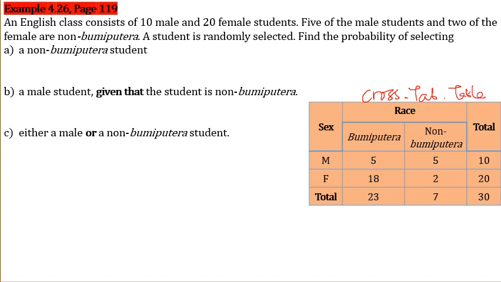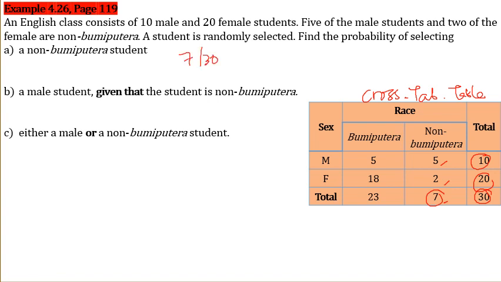Okay, we draw the male and female. For the Bumiputra, the English class consists of 10 male and 20 female. 5 of the male students and 2 of the female are non-Bumiputra. So here 5 and 2, for the total 7. And the remaining, 10 minus 5, is 5 Bumiputra, and 18 for female Bumiputra. A non-Bumiputra student is 7 over 30. Okay, here 7 over 30.